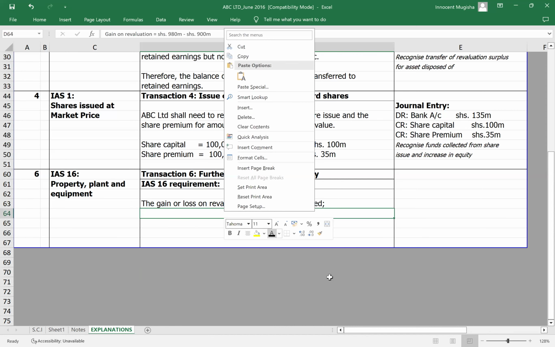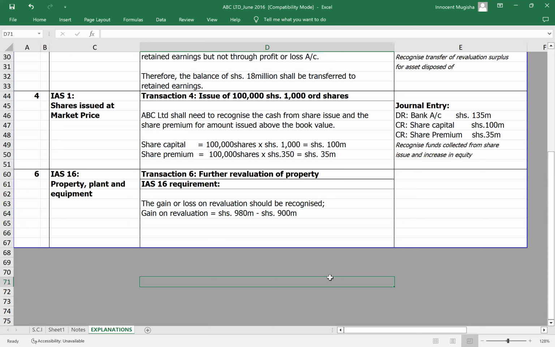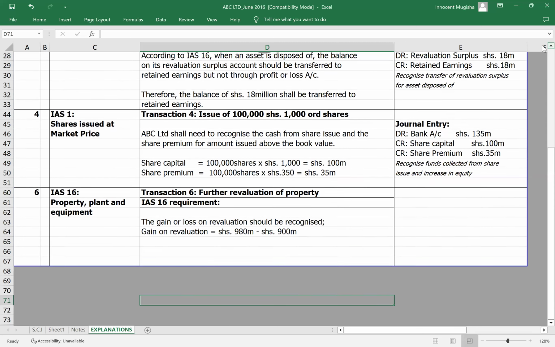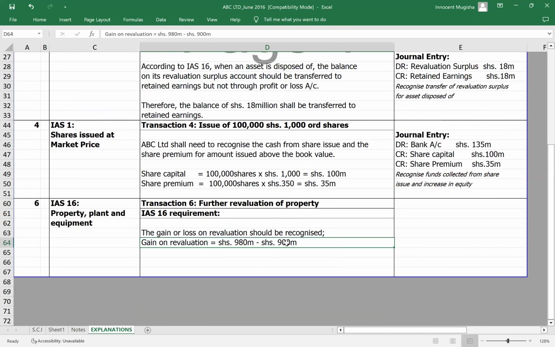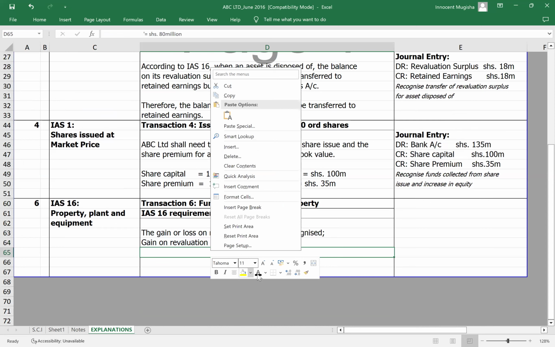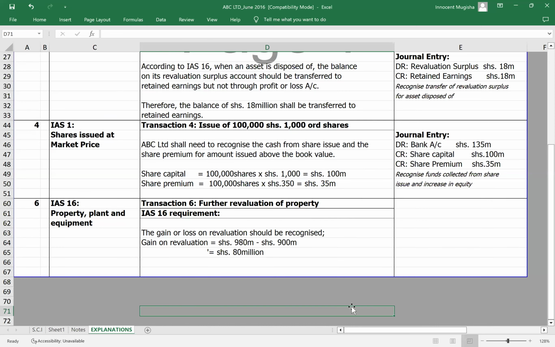And you know how to calculate the gain on revaluation. We get the revalued amount minus the net book value. Revalued amount minus the net book value. So the revalued amount, according to the additional information, is 980. The net book value of the property is 900 million. So that gives us a difference of 80 million. And this is a gain on revaluation.